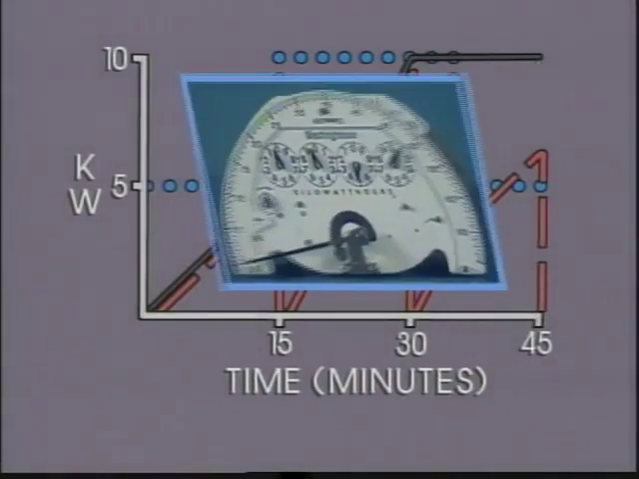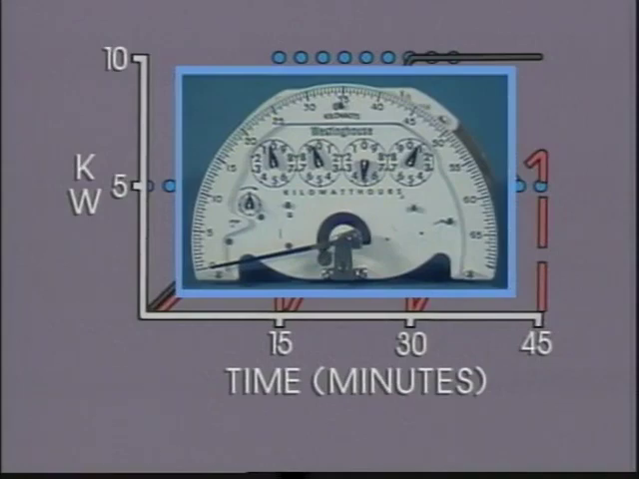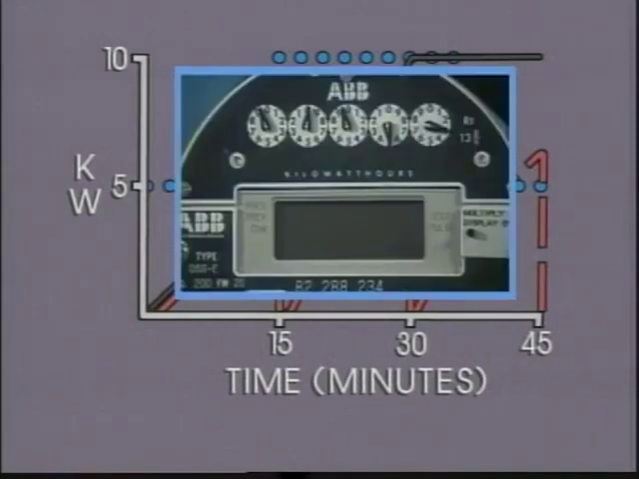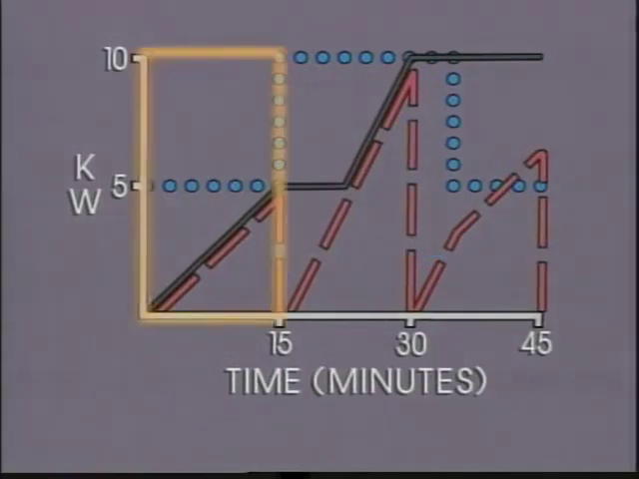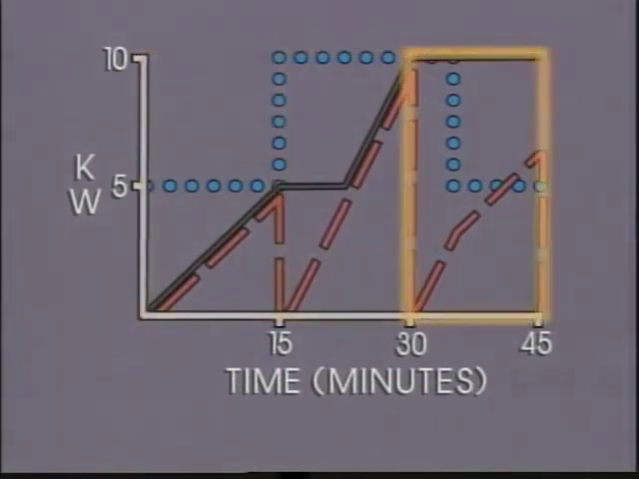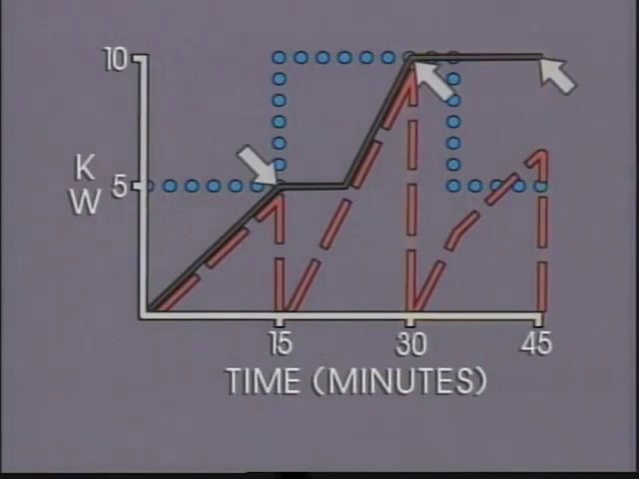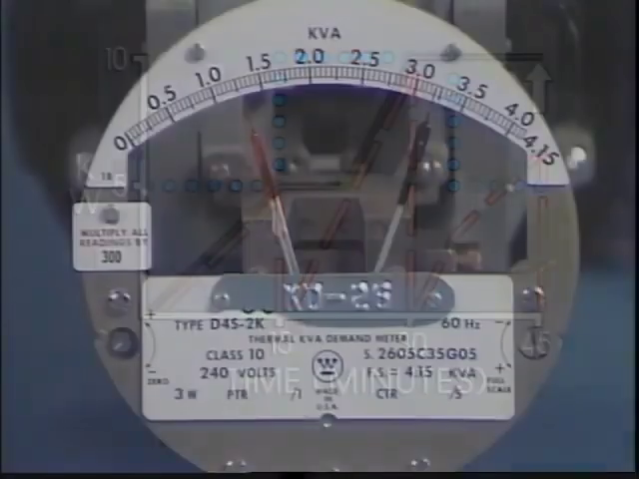So the block interval method of metering demand is associated with a mechanical or an electronic demand register. With this method, demand is registered in blocks of regular timed intervals. The demand indicated at the end of an interval represents the average power used during the interval, and only the maximum demand indication is retained by the meter during a billing period.